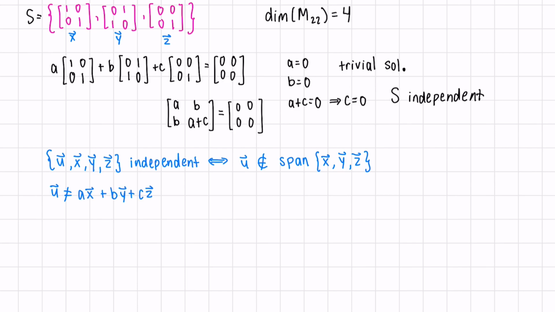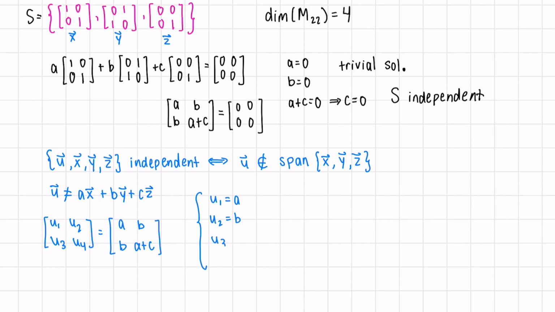Let's set up an arbitrary U, U1, U2, U3, and U4 equals, well, we already know what the linear combination of AX plus BY plus CZ is, so we'll write that out. What equations do we get? U1 equals A, U2 equals B, U3 equals B, and U4 equals A plus C. Next, we need to pick values for U1 through to U4 so that one or multiple of these equations are not satisfied. Let's make this as simple as possible.